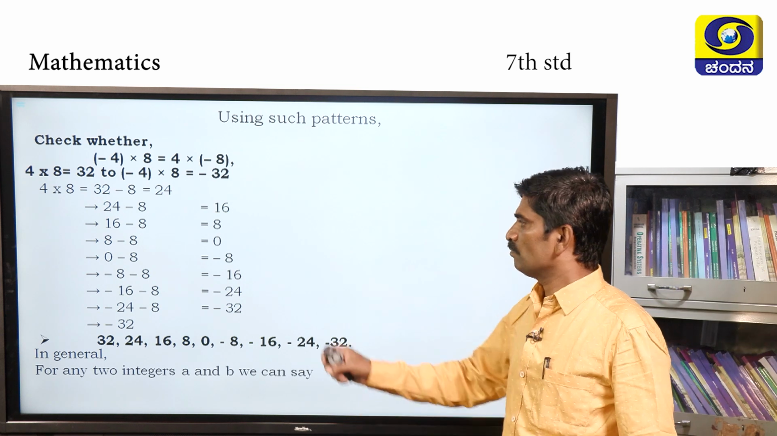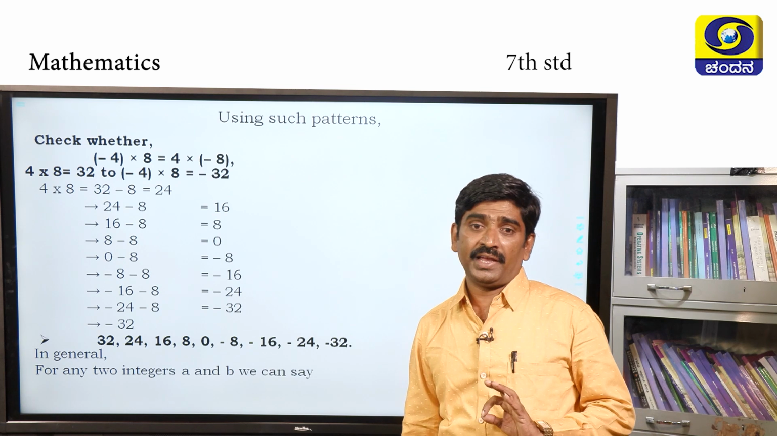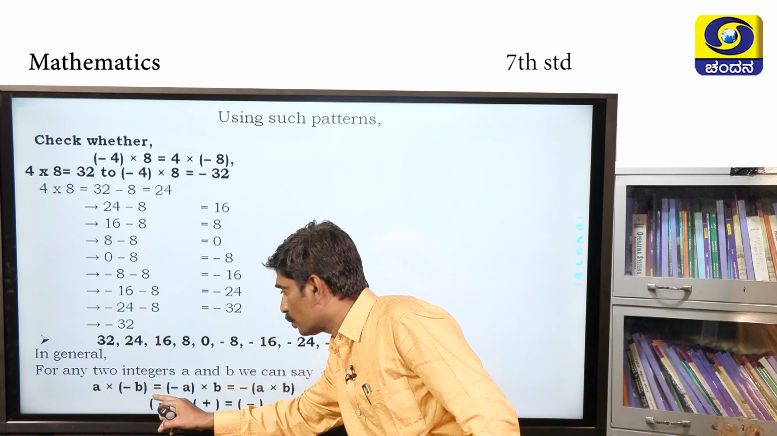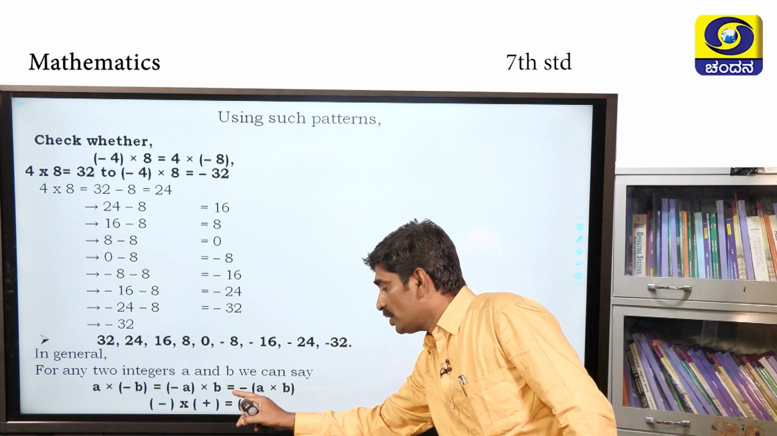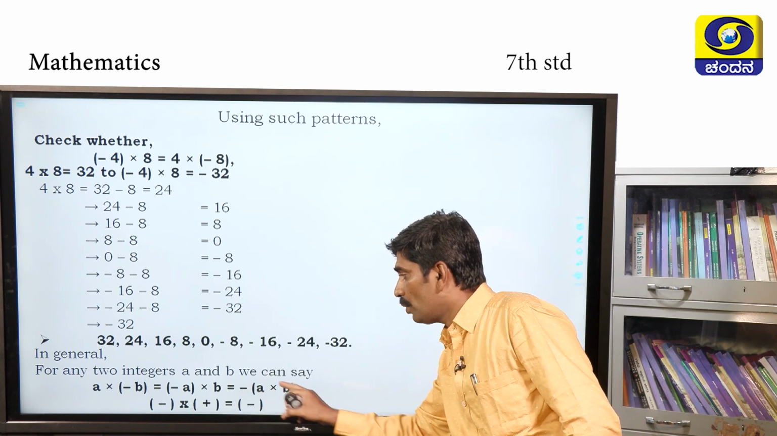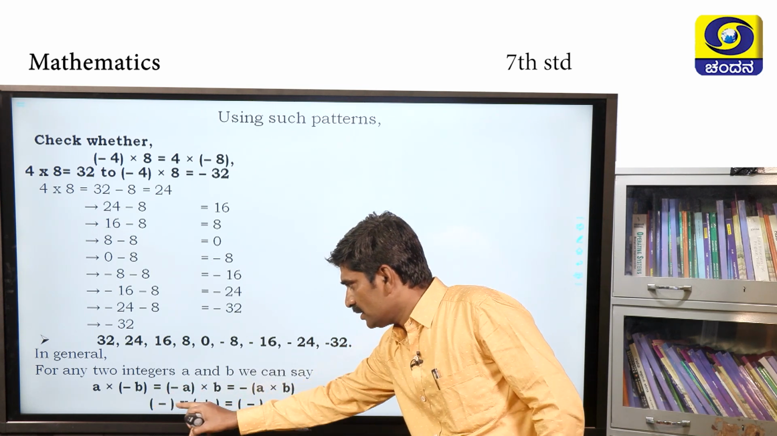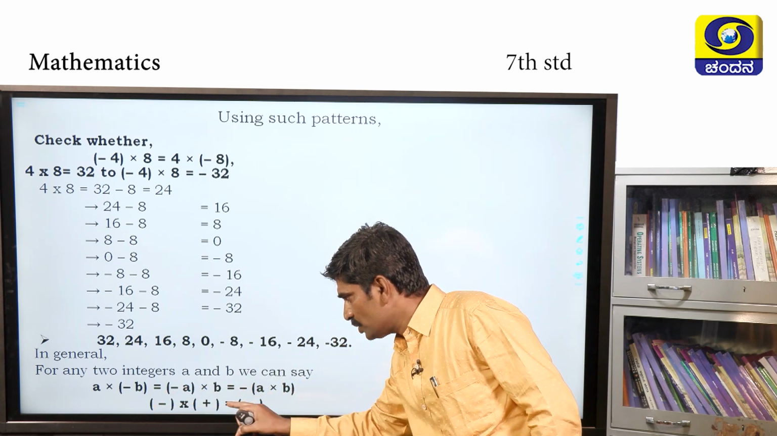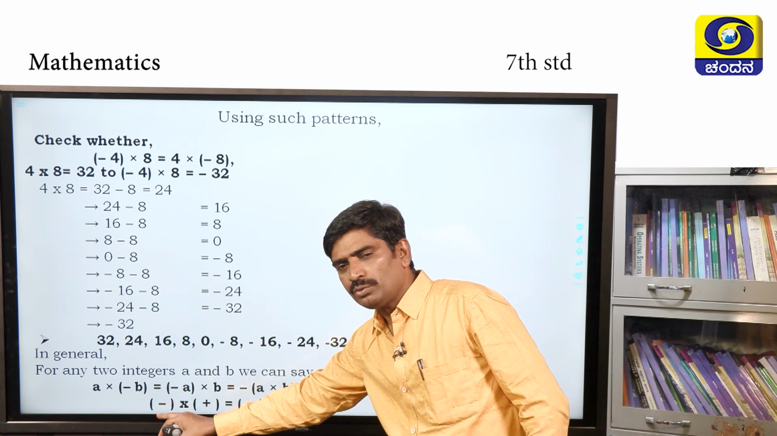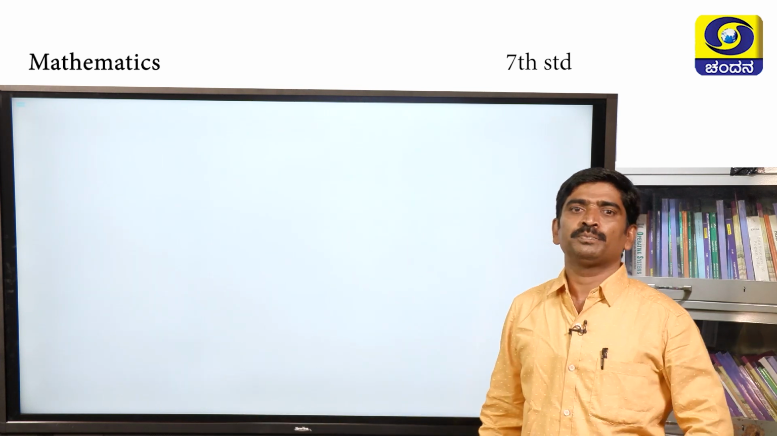In general, for any two integers a and b, can we say that a into minus b is equal to minus a into b, that is equal to minus of a into b? The minus sign comes before the product. In general, the sign rule is minus into plus is equal to minus. A negative integer into a positive integer is equal to a negative integer. Very good.